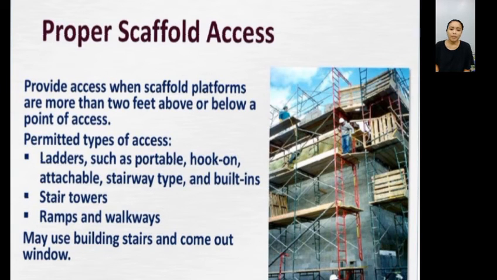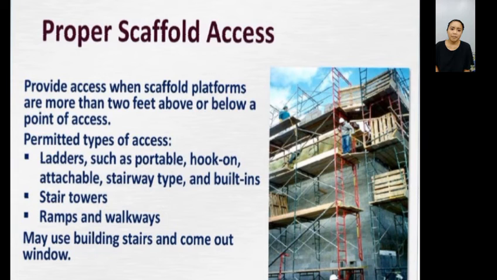What are the requirements for access to scaffolds? Employers must provide access when the scaffold platforms are more than 2 feet or 0.6 meters above or below a point of access. Direct access is acceptable when the scaffold is not more than 14 inches or 36 centimeters horizontally and not more than 24 inches or 61 centimeters vertically from the other surfaces.